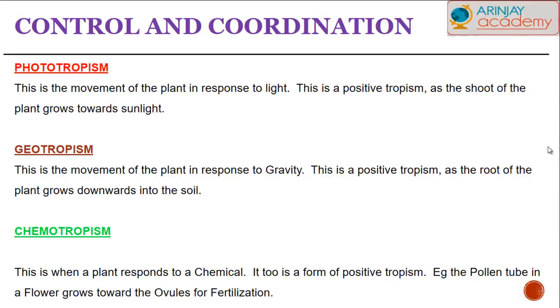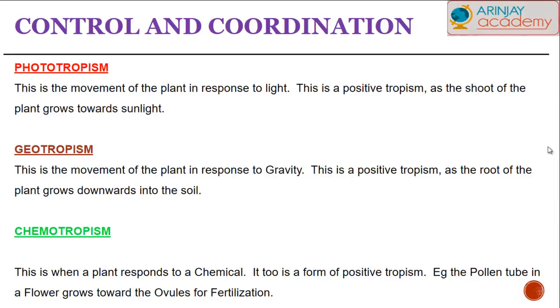What is phototropism? When a plant responds to light, which is the stimulus, this is termed a positive tropism, as the shoot will always bend or grow towards the direction of the sunlight. Geotropism. This is when the plant responds to gravity. This again is a positive tropism, as the roots always grow downwards into the soil.